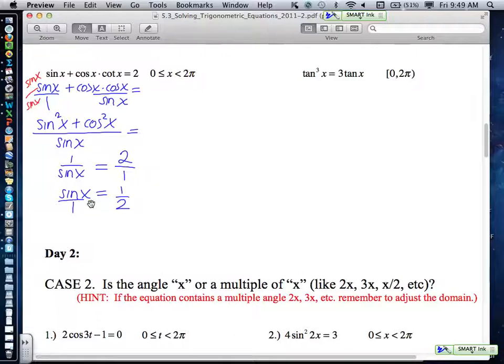Where did you get the cosine squared x? Right here, cosine times, because this is cosine times cosine over sine. Oh, it looked like it's subtraction. Yeah, no, it's multiplying, it's multiplying.